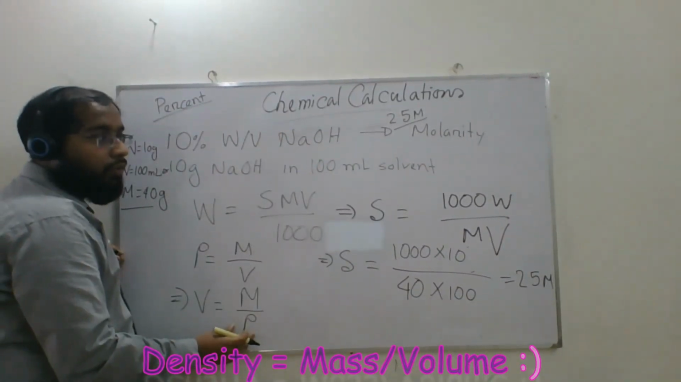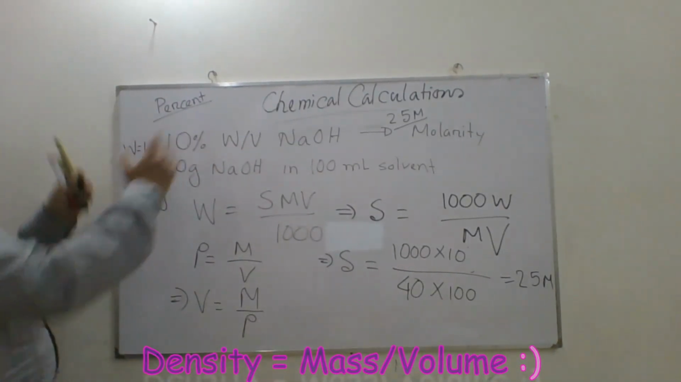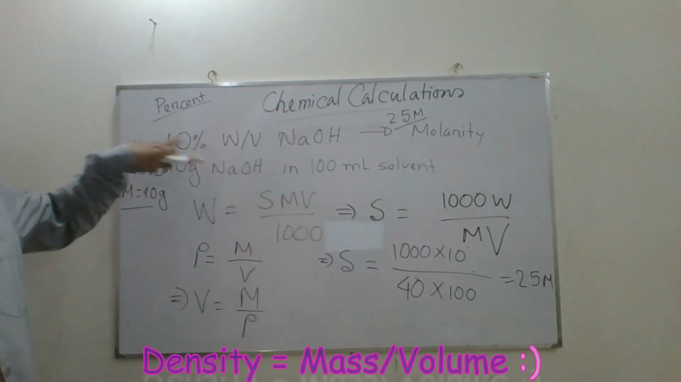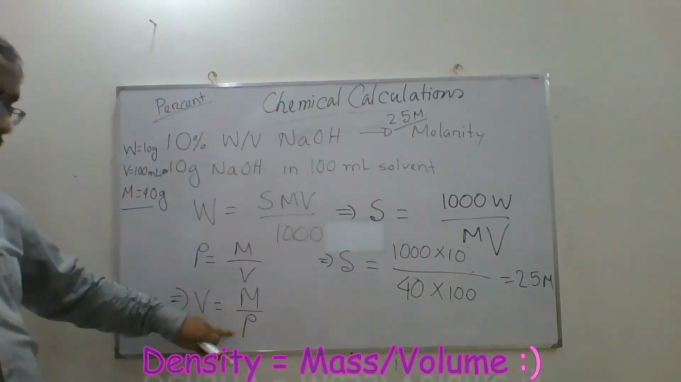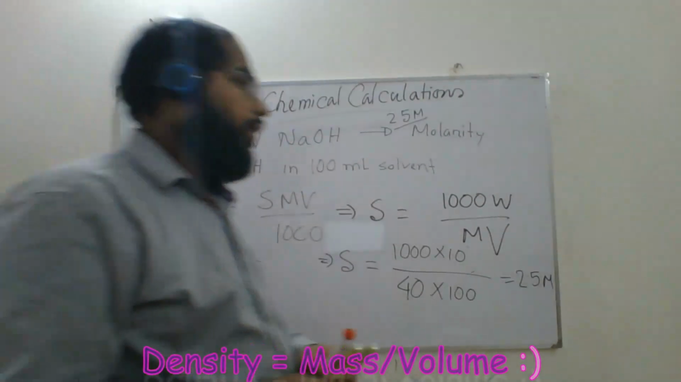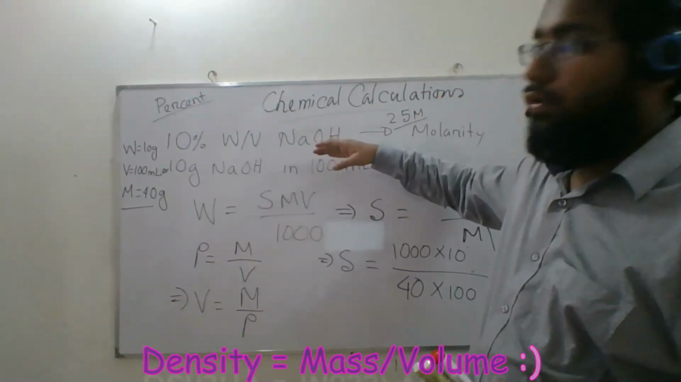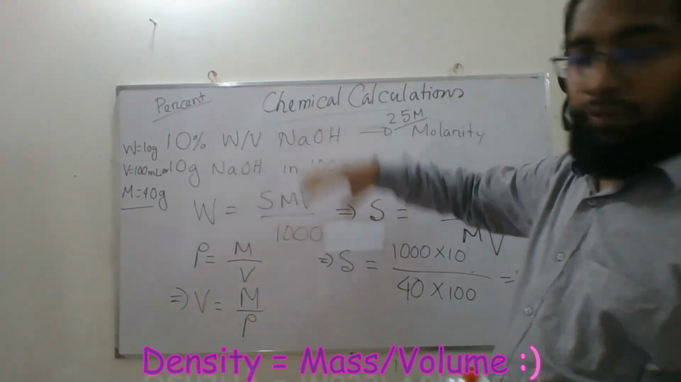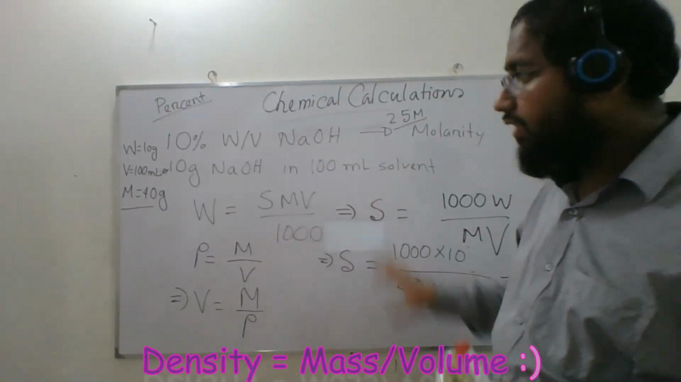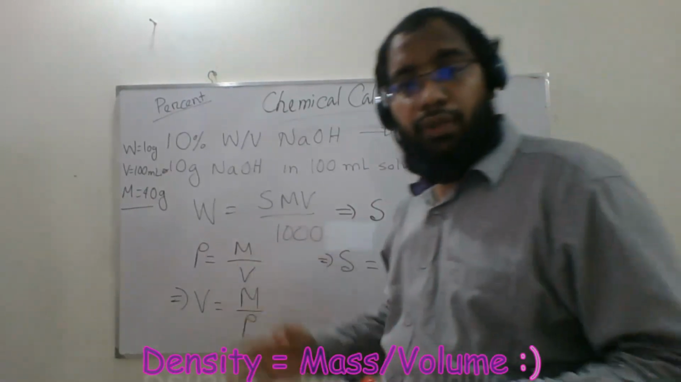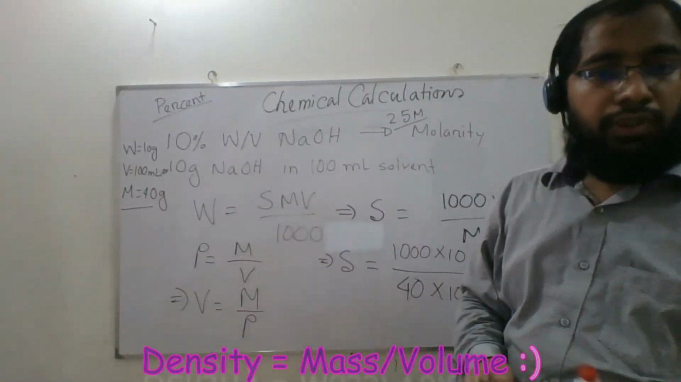Now, if it is volume by volume, then for the solute, I need to divide the solute volume by rho of the solute. Then we can interconvert weight by volume to molarity, volume by volume to molarity, and weight by weight to molarity. Okay, it is easy. And also now we can interconvert normality to molarity and molarity to normality. So this is basically a very simple thing.